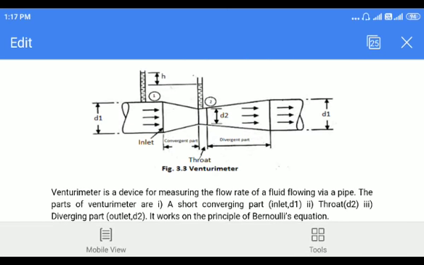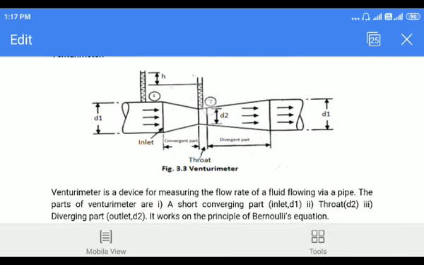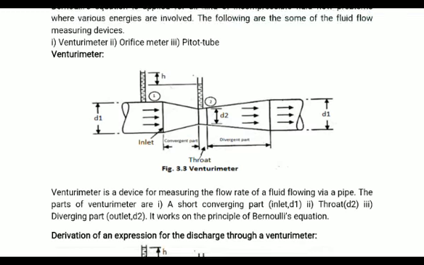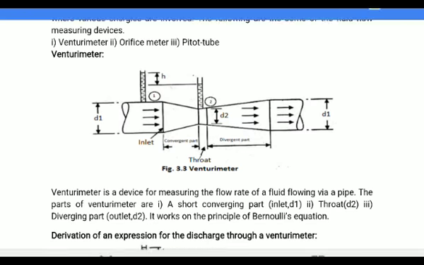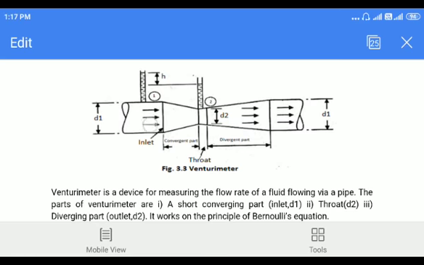You can see that in the figure we have two sections. This is section 1 and this is section 2. Section 1 is the converging part section, and section 2 is the throat section. You have to apply the Bernoulli's equation here. The diameter at section 1 is d1, the diameter at section 2 is d2, and this shows the flow direction.